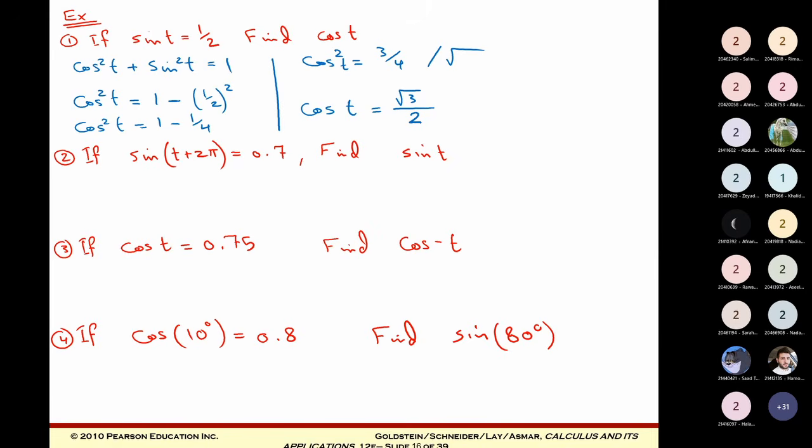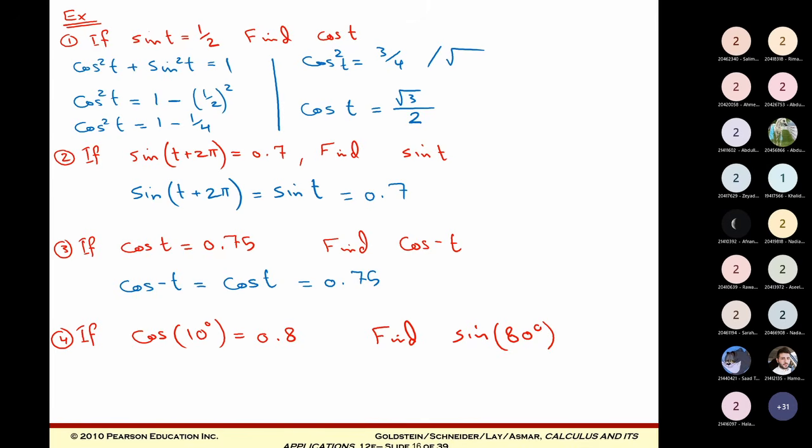Now, we need to find the sine of t, but sine of t plus 2 pi is already given. So sine of t plus 2 pi is the same as sine of t, because adding or subtracting 2 pi does not change the value of sine. So this equals 0.7. Also, the cosine of negative t is the same as cosine of t, because we can remove the negative. So this equals 0.75.